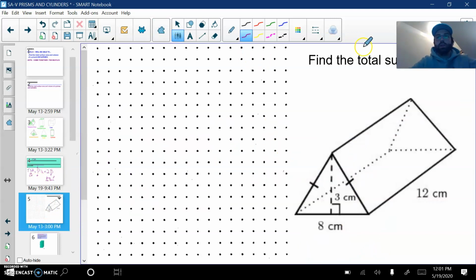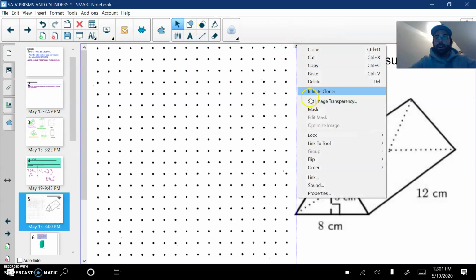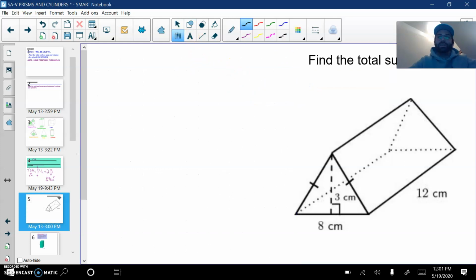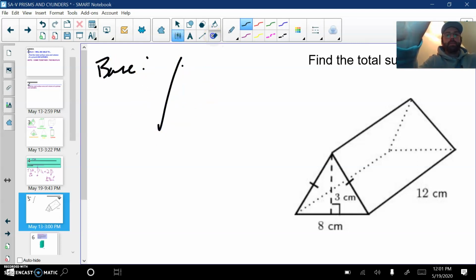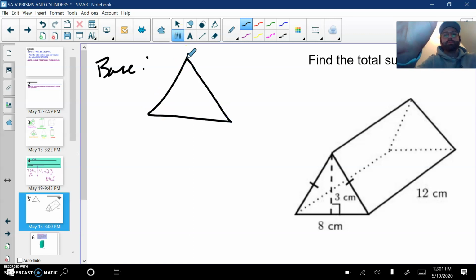Well, if I look at this first one, what shape is unique here? You'll see that I have 3 rectangles and 2 triangles. That means our base is the triangle. So the first thing I like to do is to redraw my base. So here's my base. I'm going to redraw it. Okay, let's try it one more time. That's better. I know this is 3 and this is 8. And these are right angles.